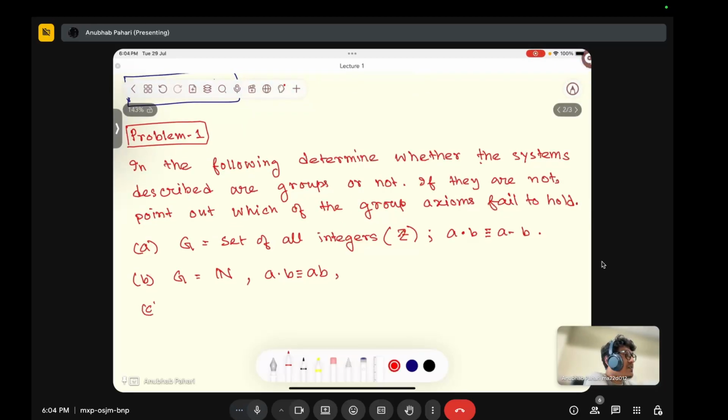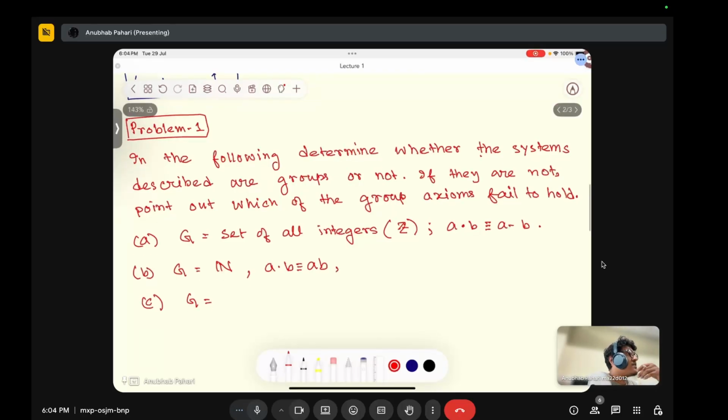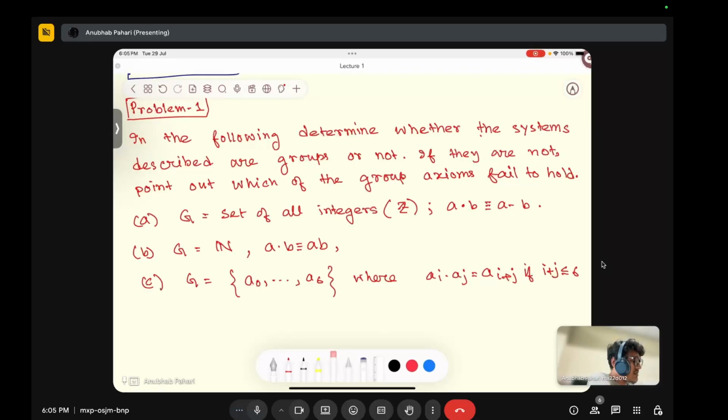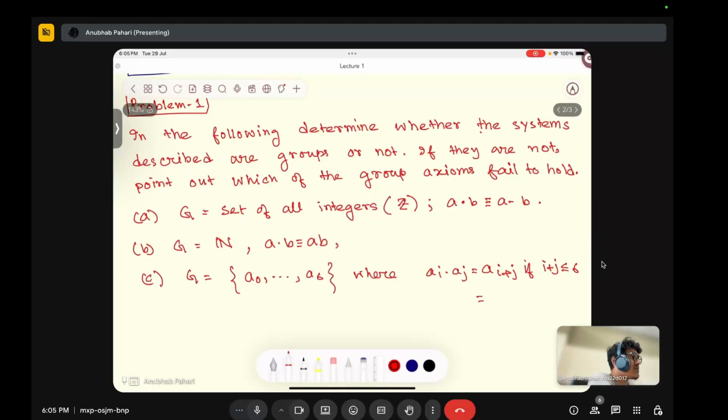And for C, we are given the set A0 to A6, where Ai dot Aj should be A(i+j) if i+j is less than or equal to 6, and should be A(i+j) mod 7 if i+j is greater than 6.